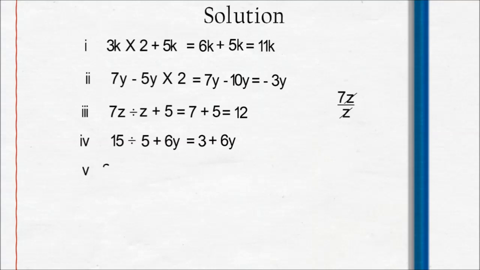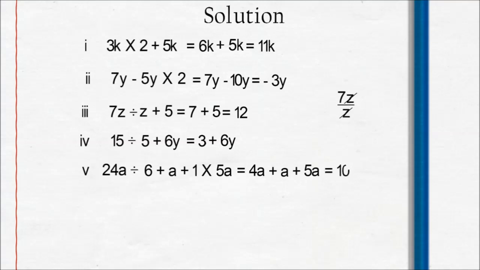And in number 5, we have 24a divided by 6 plus a plus 1 multiplied by 5a. So we carry out the division operation and the multiplication operation first. So 24a divided by 6 will give us 4a, and then 1 multiplied by 5a leaves us with 5a. So we have this expression 4a plus a plus 5a. So when we add 4a to a, it gives us 5a. 5a plus 5a, our result is 10a.